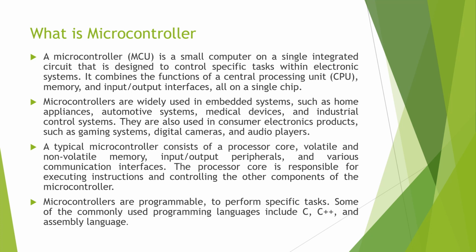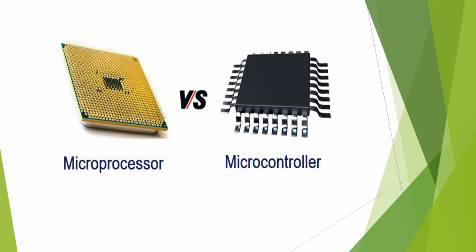Microcontrollers are programmable to perform a specific task because they are developed for a specific task only. Some of the commonly used programming languages are C, C++, and assembly language. Now we will see what the difference is between a microprocessor and microcontroller.